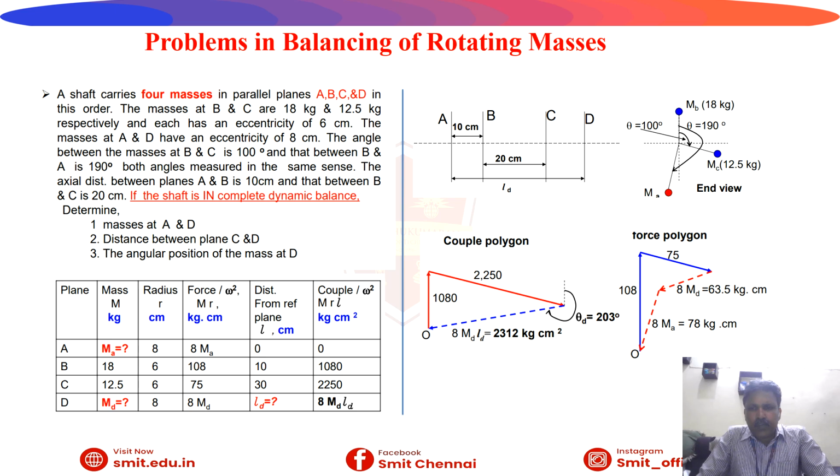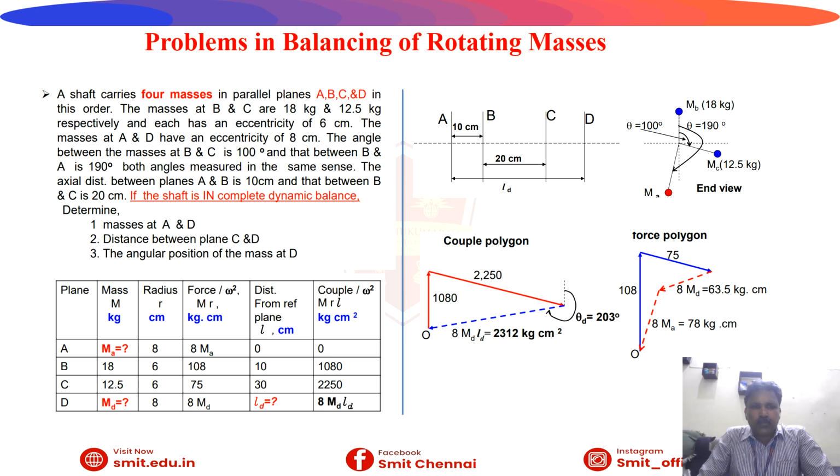Then we can see in the left hand side lower bottom we have one tabular column. Why is this tabular column needed? First you have to mark all the values in the tabular form in order to get the two polygons. One is the force polygon and another one is the couple polygon. For this, the tabular column is needed.